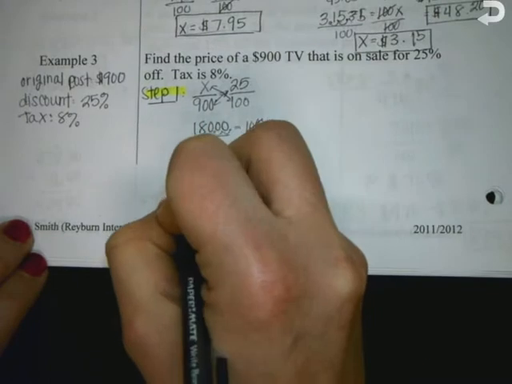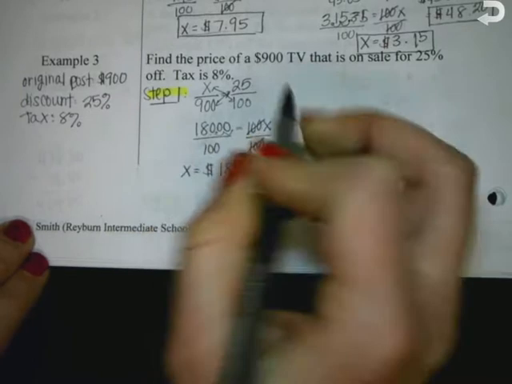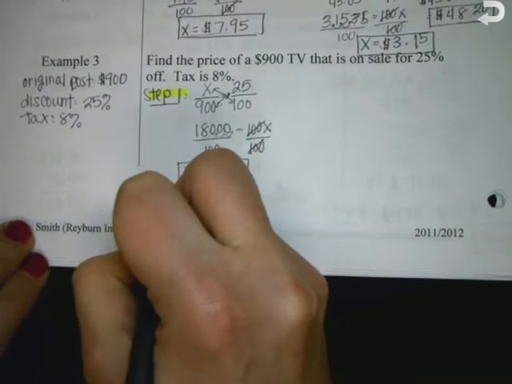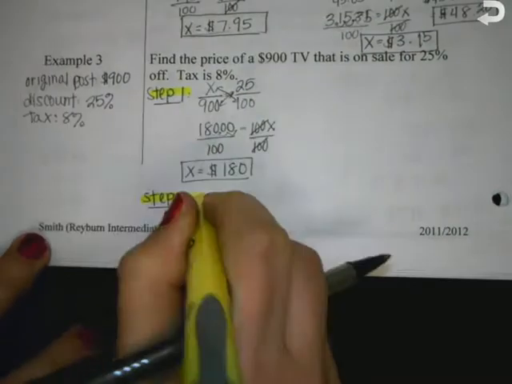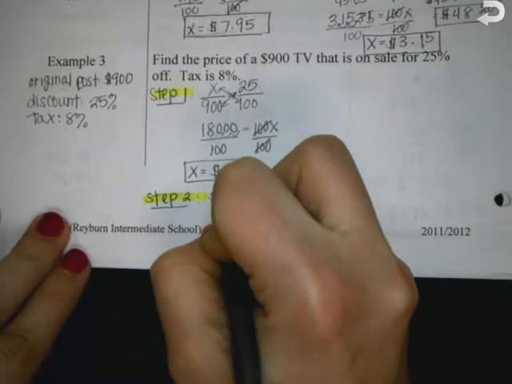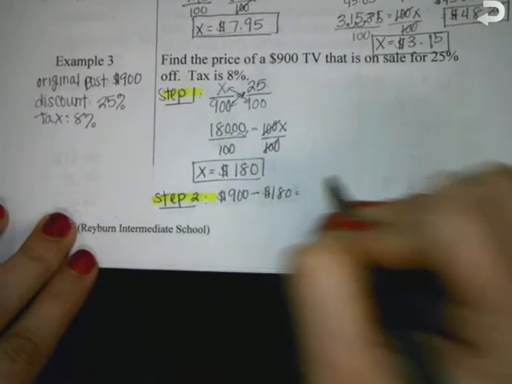Okay. So then for step 2, what do I need to do? I subtract. $900 minus $180. And what did that give you? Okay. Now it's 900 minus 180. What'd you get?